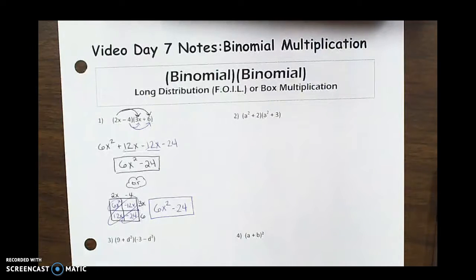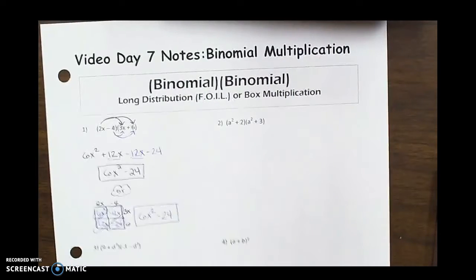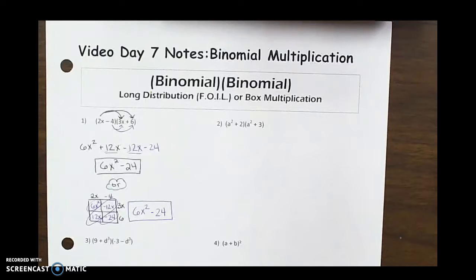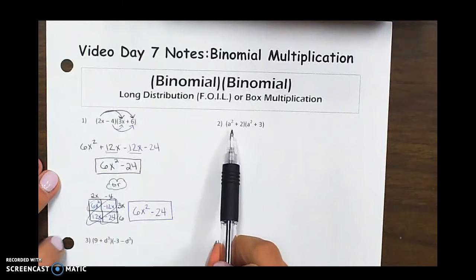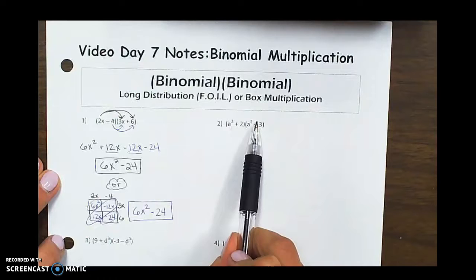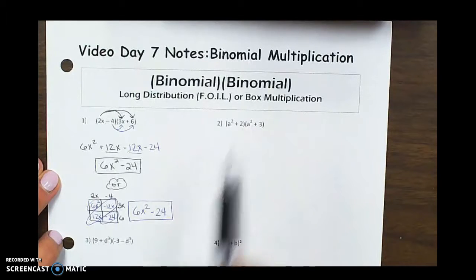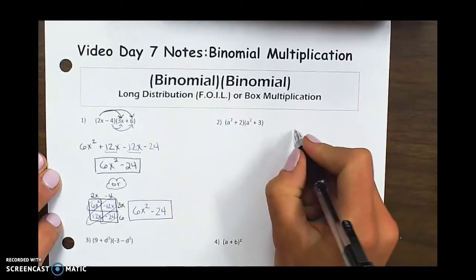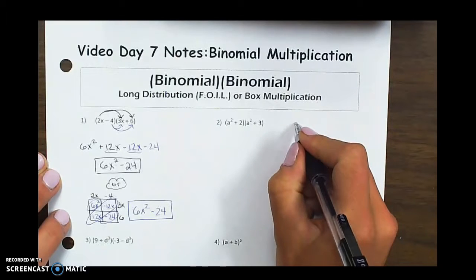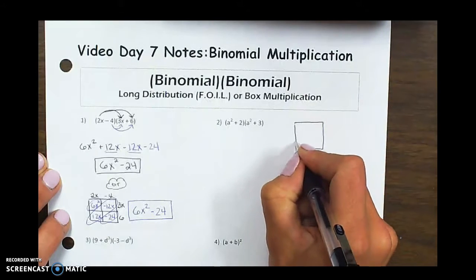All right, so let's go ahead. We're going to try a few more of these. So let's go over now and try number 2. I'm going to use the box method first this time. I see I have a binomial times a binomial because the parentheses are touching, so that means there's multiplication in the middle. So I'm going to go off to the side here, and I'm going to make a 2 by 2 grid.